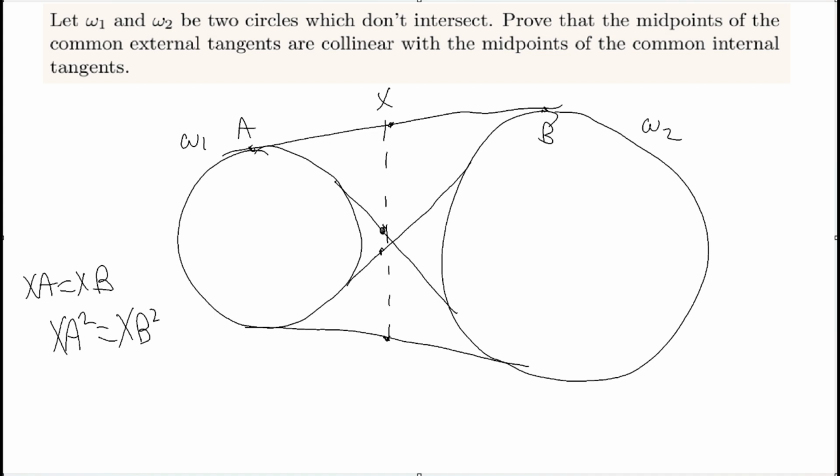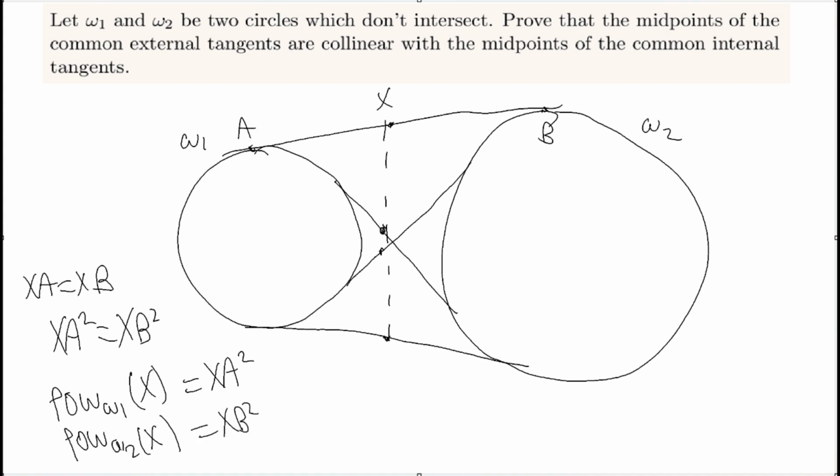However, the cool thing is that the power with respect to omega 1 of x, because xa is a tangent. This is a very common technique when working with tangents, by the way, that the power of point x is just the square of the tangent. And this means that xa squared is the power with respect to omega 1, and the power with respect to omega 2 is equal to xb squared. Which means that these two quantities are equal, so x lies on the radical axis.